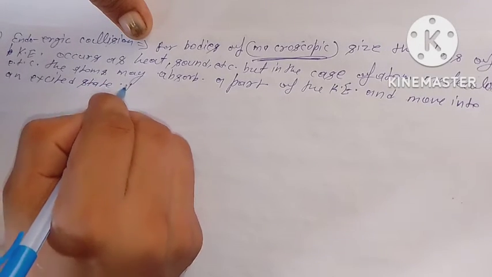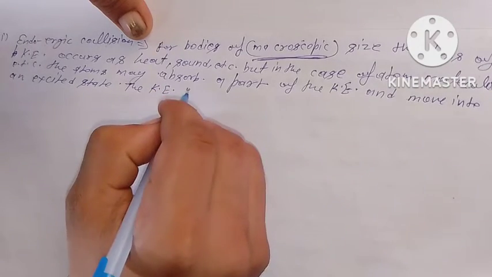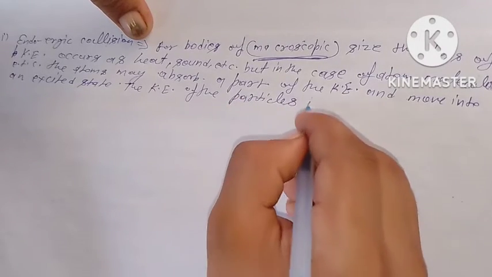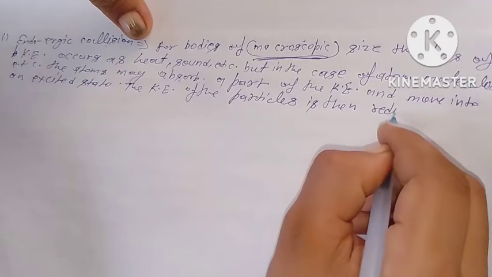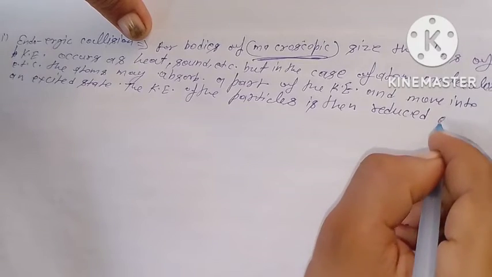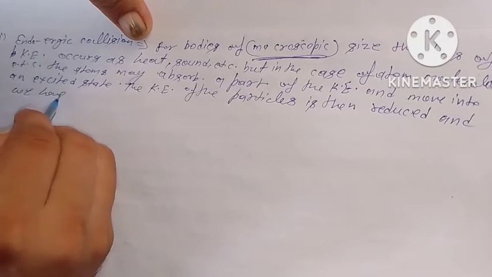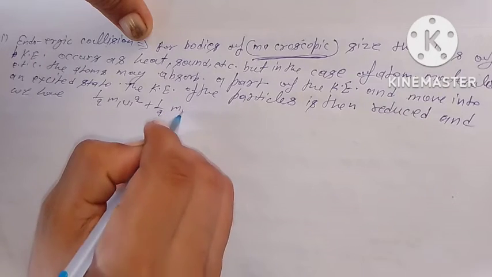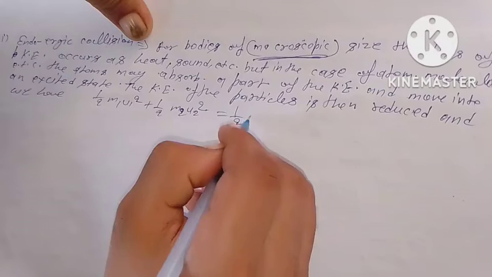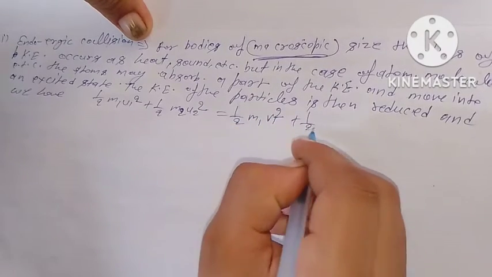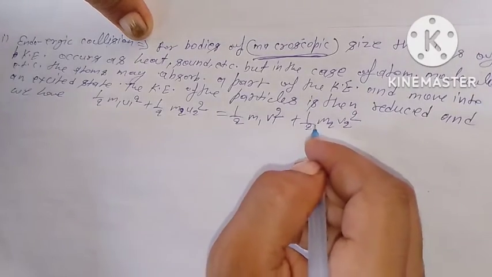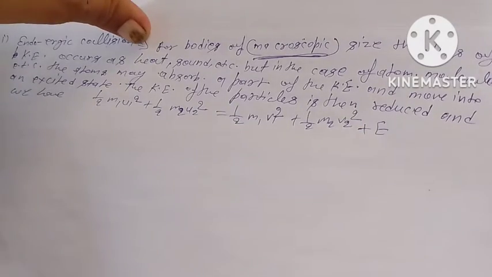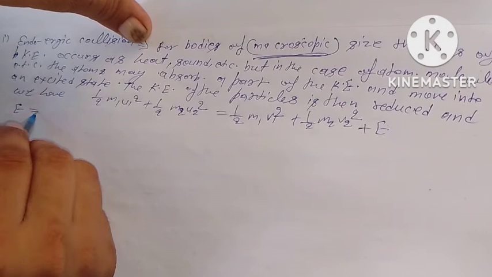The kinetic energy of the particles is then reduced, and we have 1/2 m1 u1 square plus 1/2 m2 u2 square equals 1/2 m1 v1 square plus 1/2 m2 v2 square plus E, where E is the excitation energy.